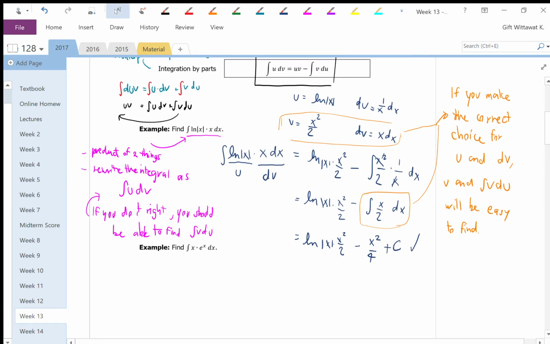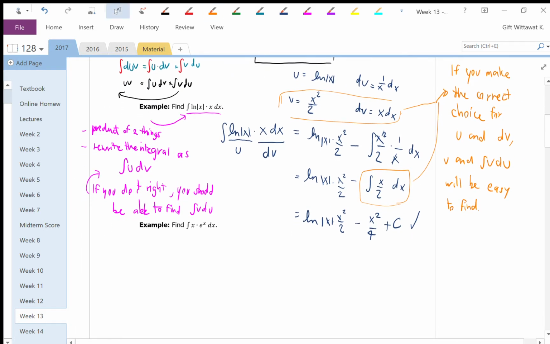Now let's try again with another example. I now have the integral of x times e to the x dx. Again, it seems like I have two things being multiplied. The integration technique that can deal with that is the counterpart of the product rule. So this is once again a problem of integration by parts.